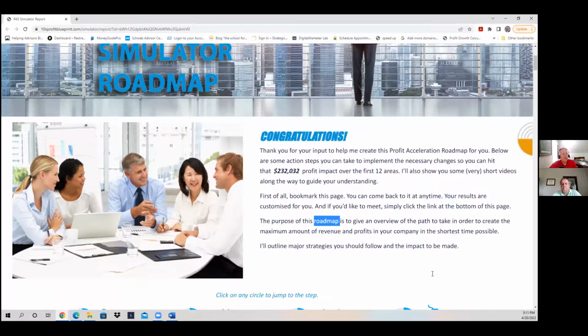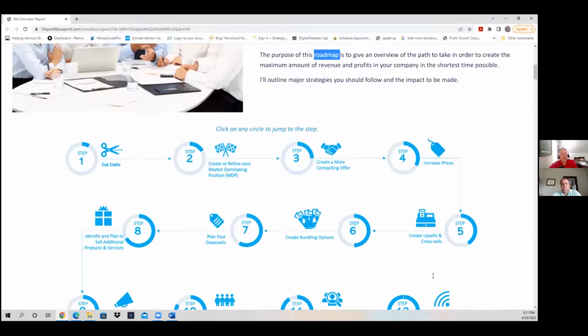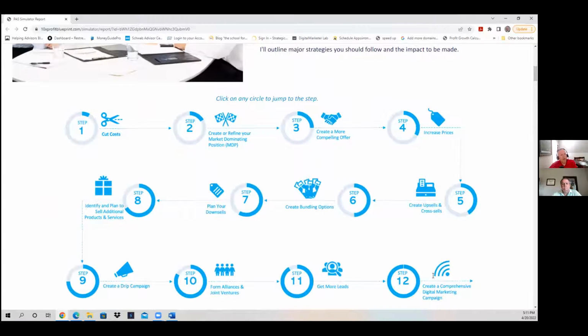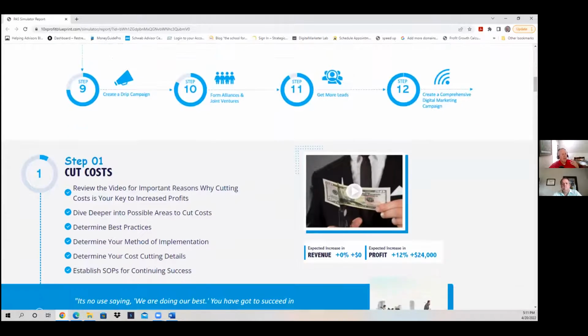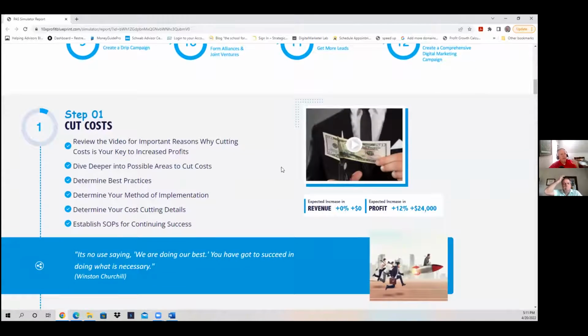Right. And so in this roadmap, we actually come up with the order of things to do it in. So the roadmap will tell you, of those 12 different areas, in what order should we take them on? In this case, it talks about cost cutting, then the market dominating position, then creating a more compelling offer. So then you're like, gosh, what is that? So in your own roadmap, it comes down here and says, all right, cut costs. So step number 1, cut costs. We have a little video over here that talks about cutting the cost. In this example, cutting costs would increase your profit by $24,000.